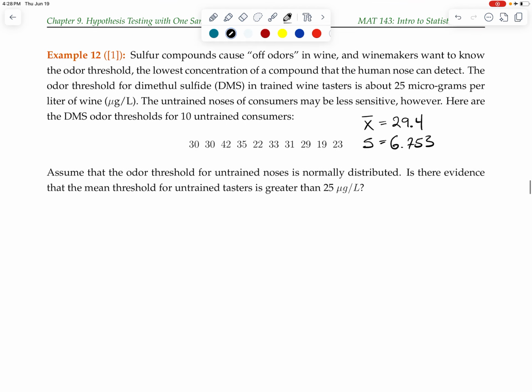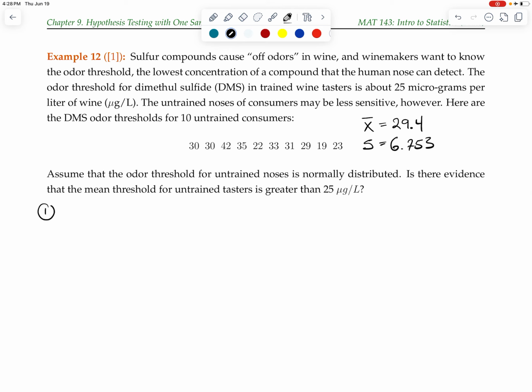So I want to form my hypotheses. We'll do this in order. My null hypothesis here is that the mean of untrained testers is less than or equal to 25, and we are interested in, is this mean actually above 25? So if you stop and think about the problem, which hopefully you've done, we know what the threshold for wine tasters who are trained is. It's 25 micrograms. You can put no more than that in and they'll pick it up.